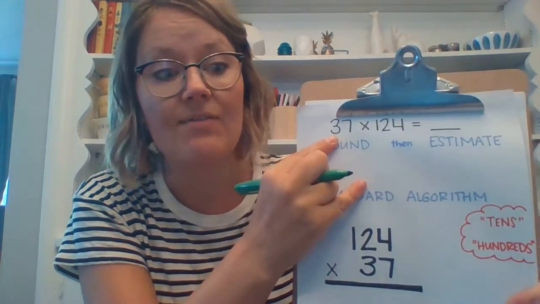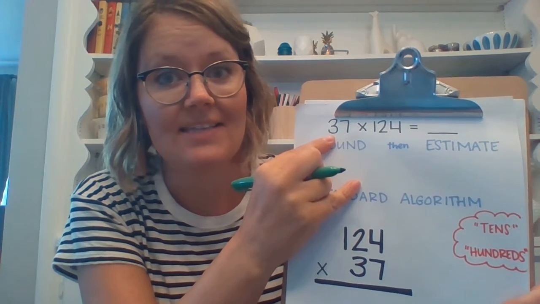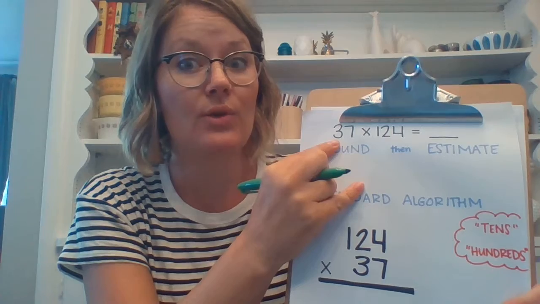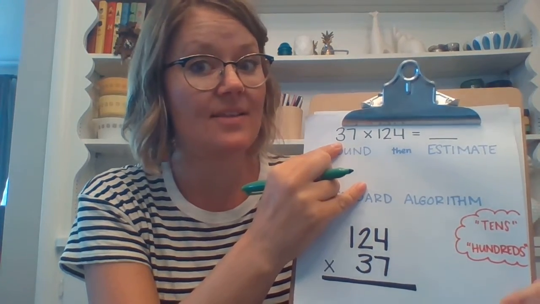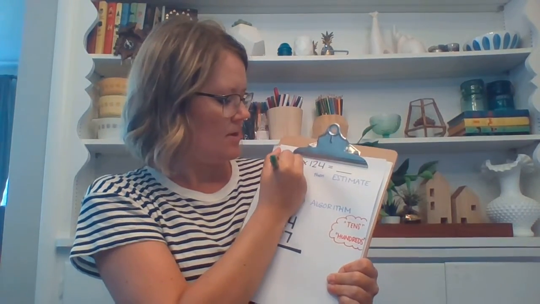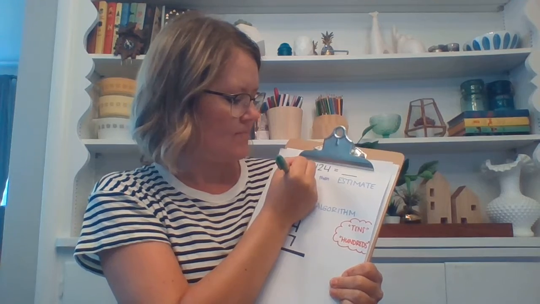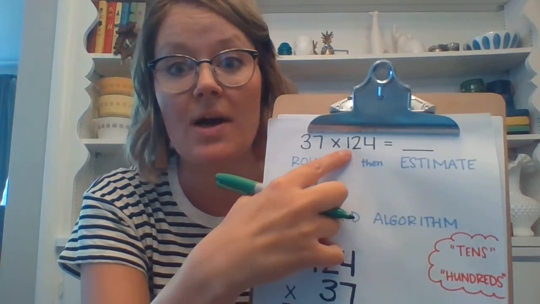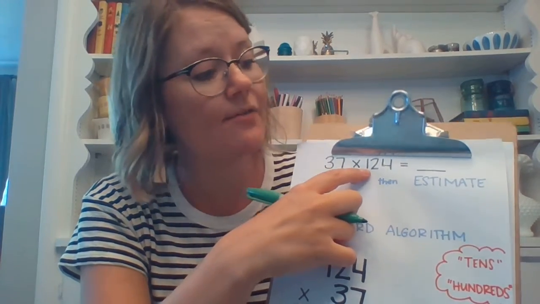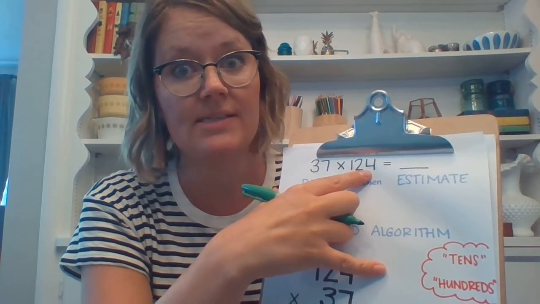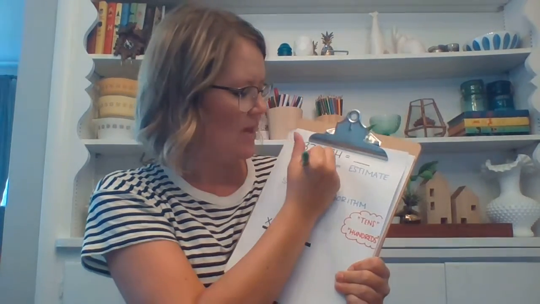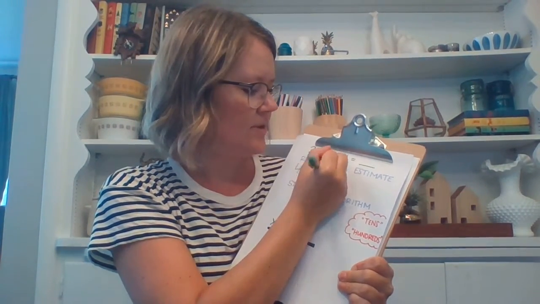So 37, if I rounded it to the nearest 10, 37 is closer to 40 than it is to 30. So 40 times, and I'm going to round the 124 to the nearest 10 as well. And since that 4 is less than 5 ones, then we would round it to 120. Okay, so far so good.